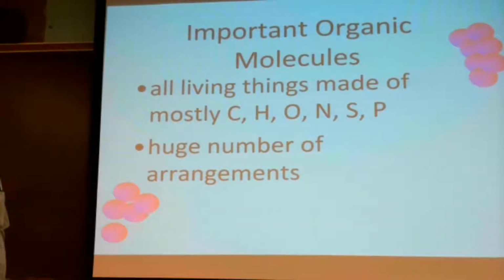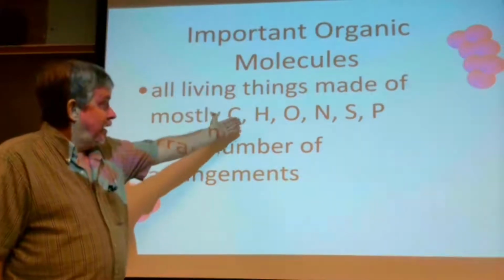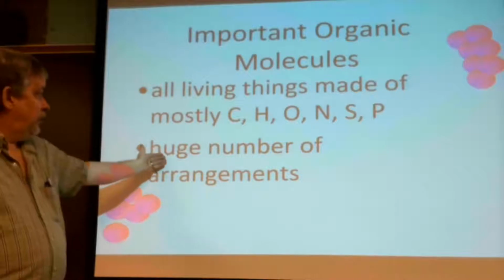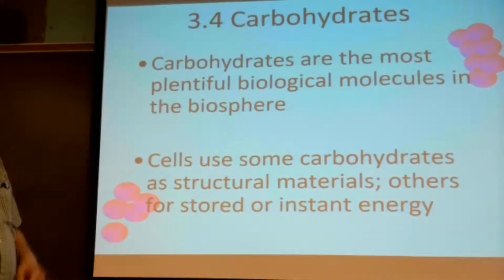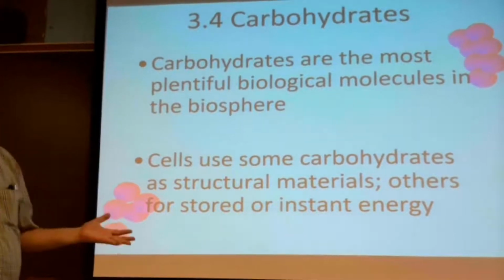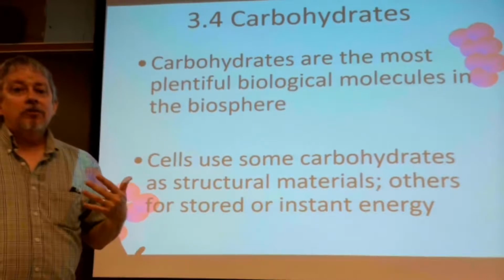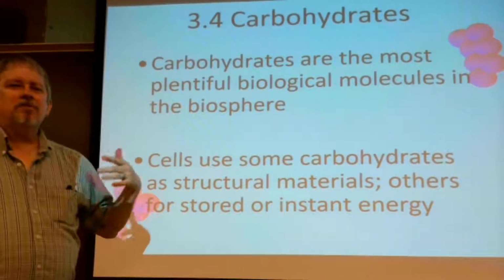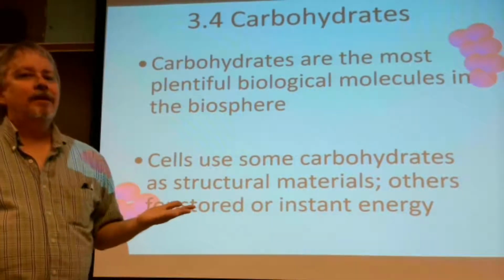Some important organic molecules. All living things are made up mostly of carbon, hydrogen, oxygen, nitrogen, sulfur, and phosphorus, in huge numbers of arrangements. So let's look at this first group, the carbohydrates. They're the most plentiful biological molecule in the biosphere. So that might be a good question: what is the most plentiful of the biological molecules of life on Earth?